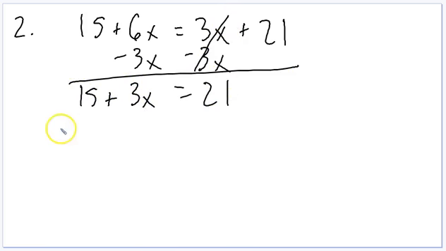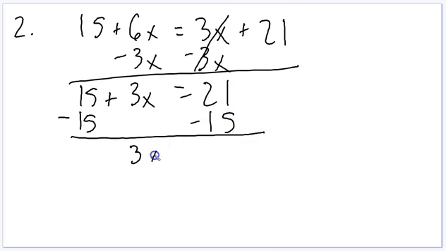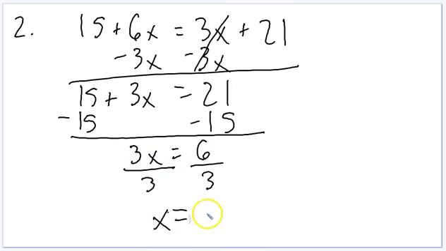I need the variable by itself, so I have to get rid of this 15. I get 3x equals 21 minus 15 is 6. Variable by itself, it's multiplication, so I have to divide. Divide both sides by 3. I'm going to get x equals 2. Moving on to number 3.